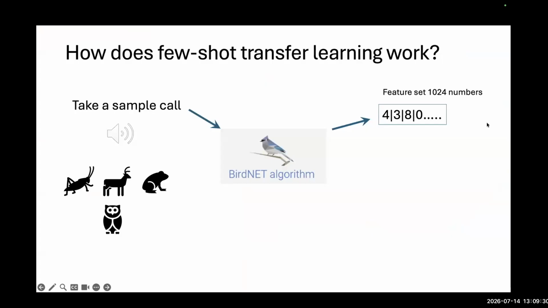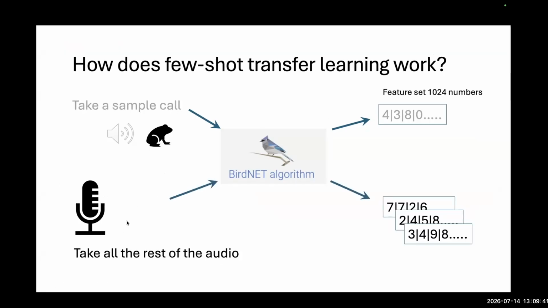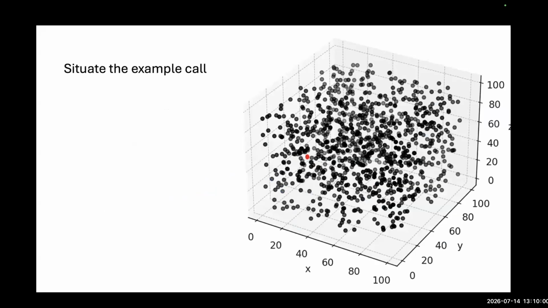It breaks it up into a feature set of 1,024 numbers that describes the sound that you put in there. That's an example of a frog sound, if you heard it. I'm not sure if you could hear it. Then you take all the rest of your audio and you chop it up into 3-second segments. You put it through BirdNet or Perch, and it creates feature sets of up to 1,024 numbers for all the rest of your sound samples. And then there's the frog again.